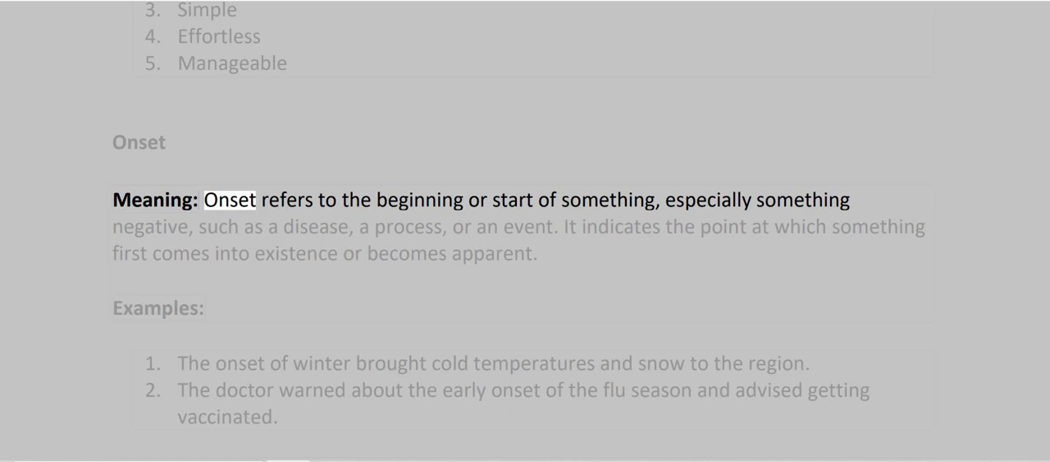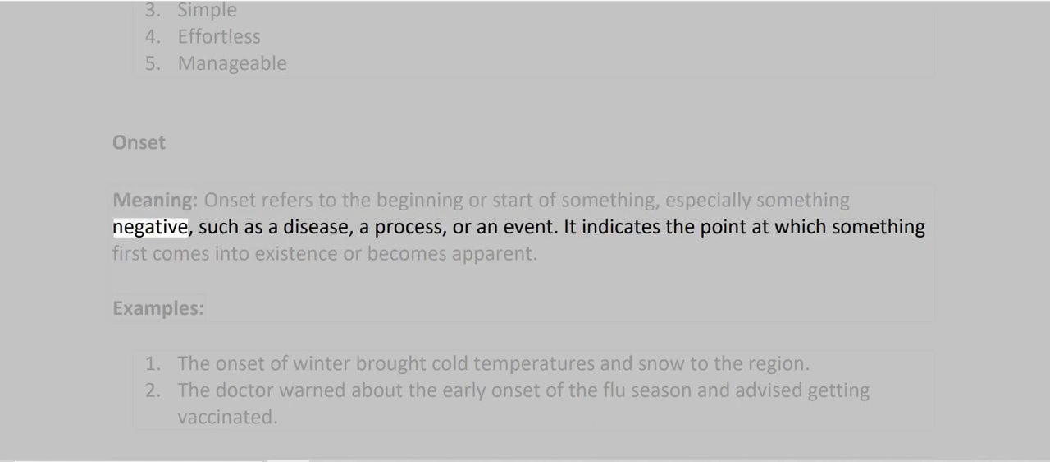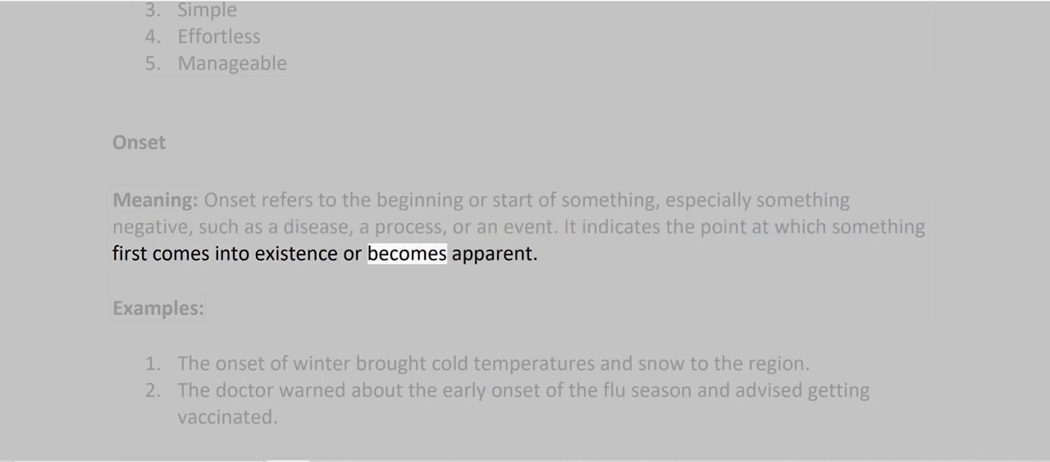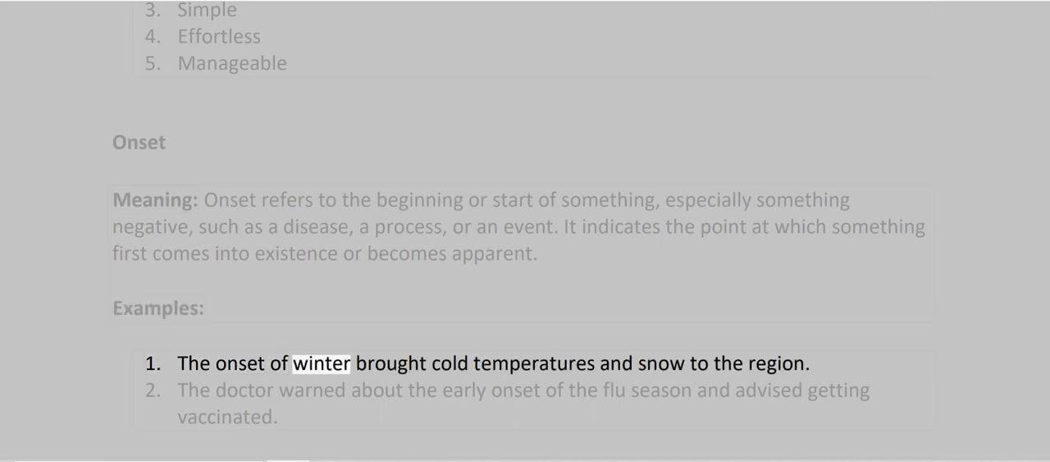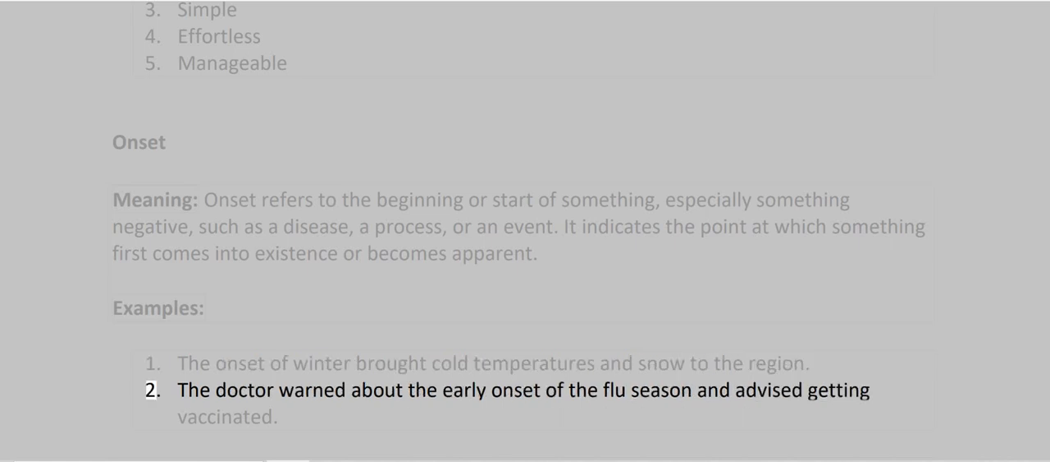Onset. Meaning, onset refers to the beginning or start of something, especially something negative, such as a disease, a process, or an event. It indicates the point at which something first comes into existence or becomes apparent. Examples. 1. The onset of winter brought cold temperatures and snow to the region. 2. The doctor warned about the early onset of the flu season and advised getting vaccinated.